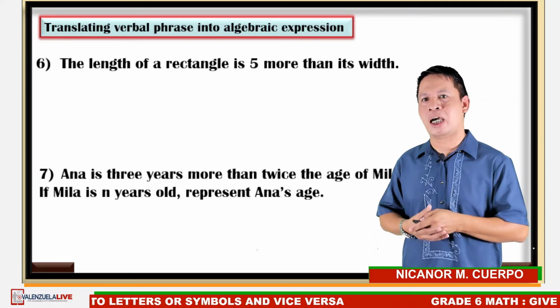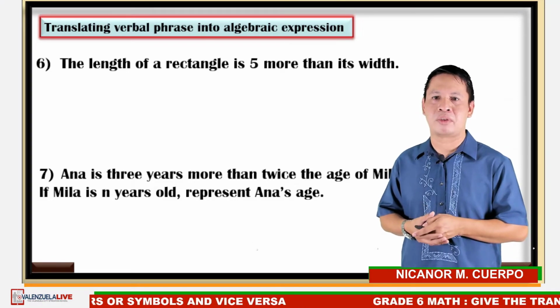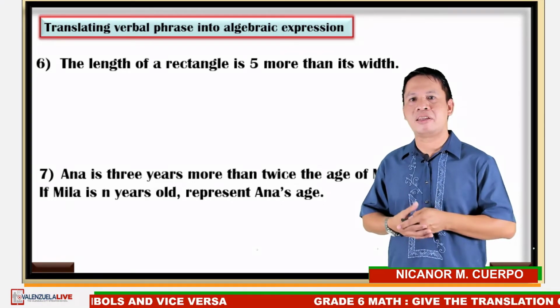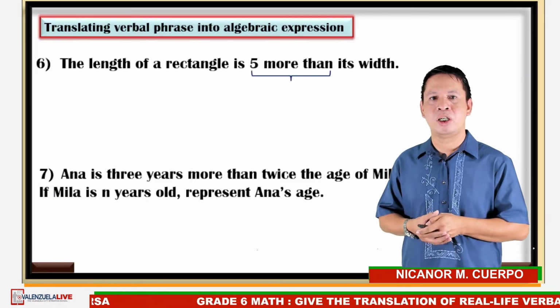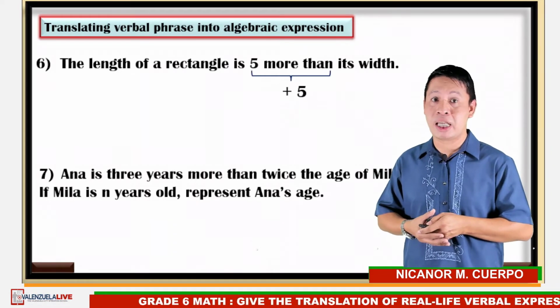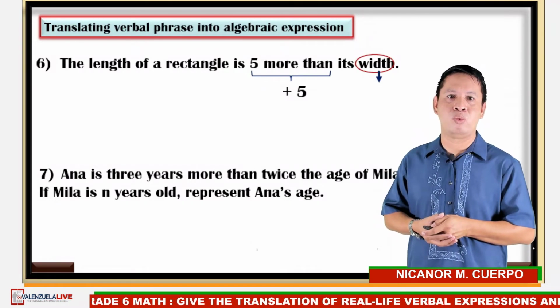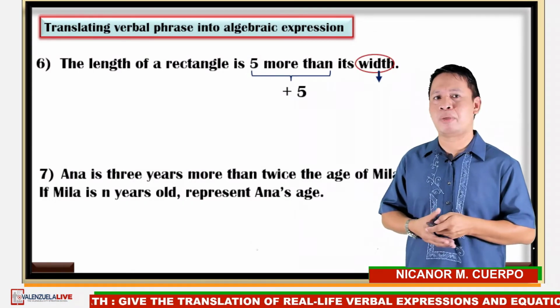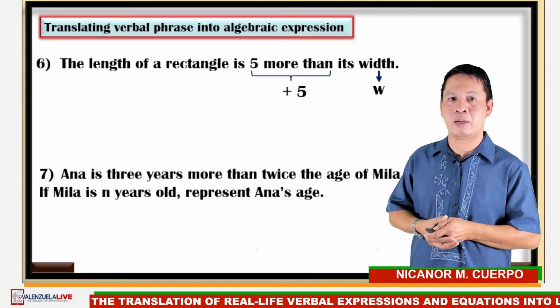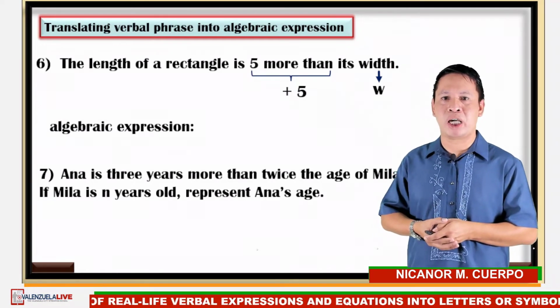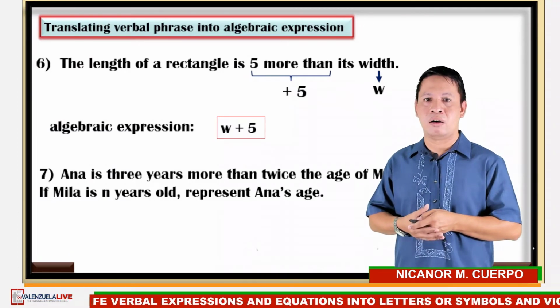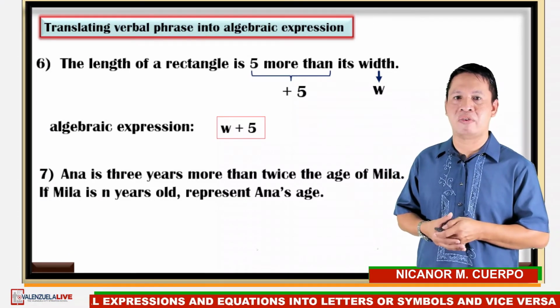Now, let us try to translate this real-life problem situation. The length of a rectangle is 5 more than its width. So 5 more than means plus 5. Then width. So let's represent the width as the variable w. So the correct algebraic expression is w plus 5.